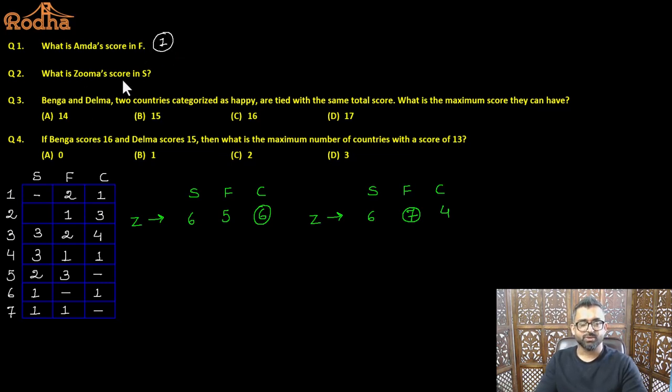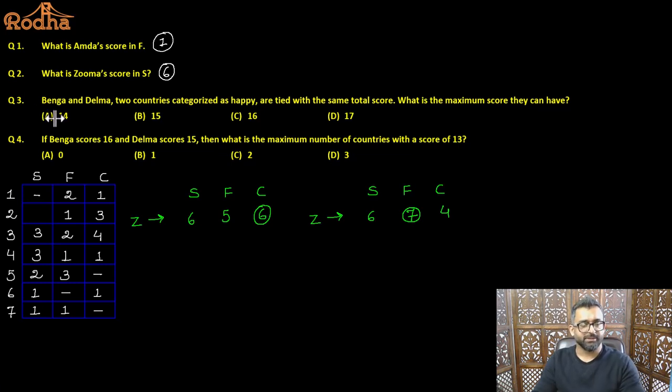What is Z score and S? Z score and S, in both the cases, if you look at case 1 or case 2, is turning out to be 6. In both the cases, the score of Z is 6. Right? So once you get the idea about the arrangement of the frequency and the possibility, it's very simple to answer the questions. Am I right?